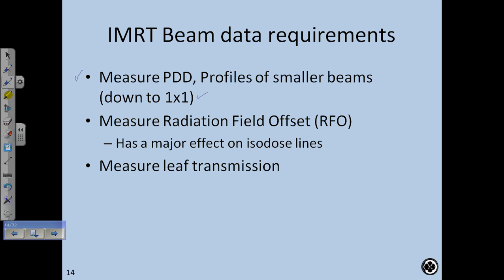The other thing is the radiation field offset, and I don't know if you guys have heard of this, but let me explain to you what this is really quickly. I might have mentioned this in another lecture. I'm going to draw a leaf, a side view of a leaf, a Varian leaf. Okay, Varians have rounded leaf tips, right? And then I'm going to draw a projection of the light field.